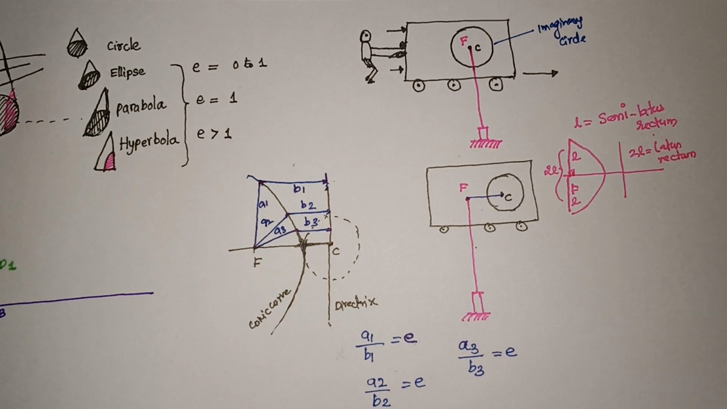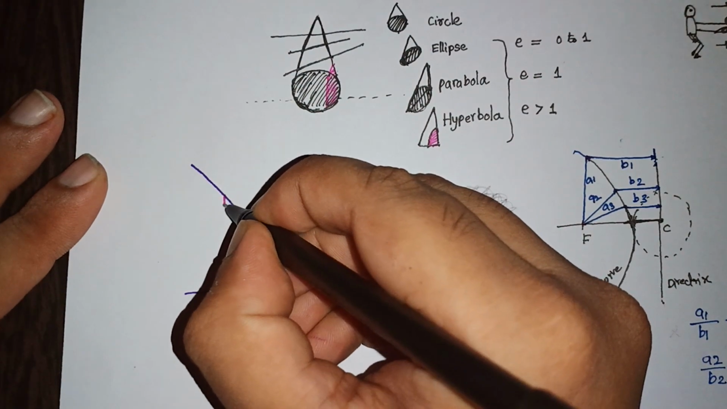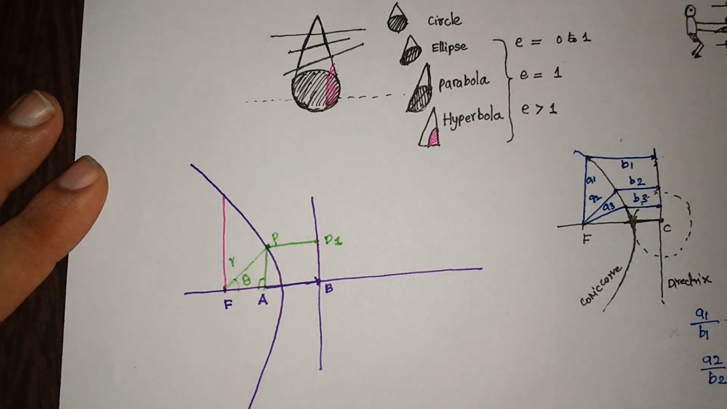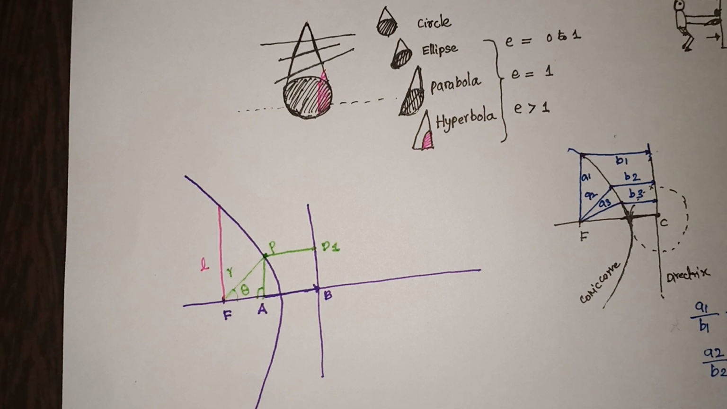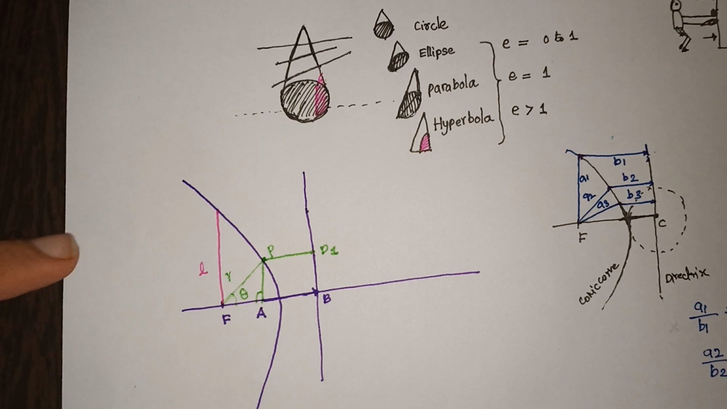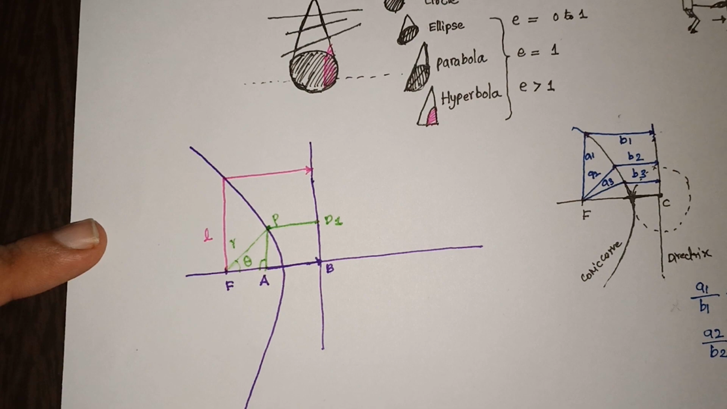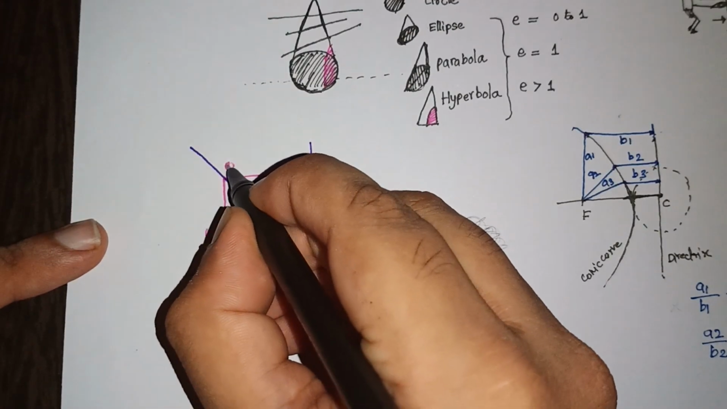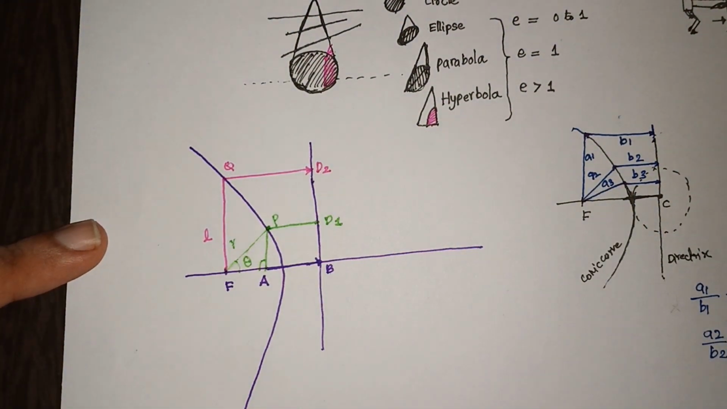So here we'll consider the semi latus rectum, which is being drawn from here to here. Let's say this is the semi latus rectum. I'll denote this as L. Now from here let me extend this directrix so that it hits through there. Let's say this point is Q, and this point is going to be D2 here. I hope this is clear for you.